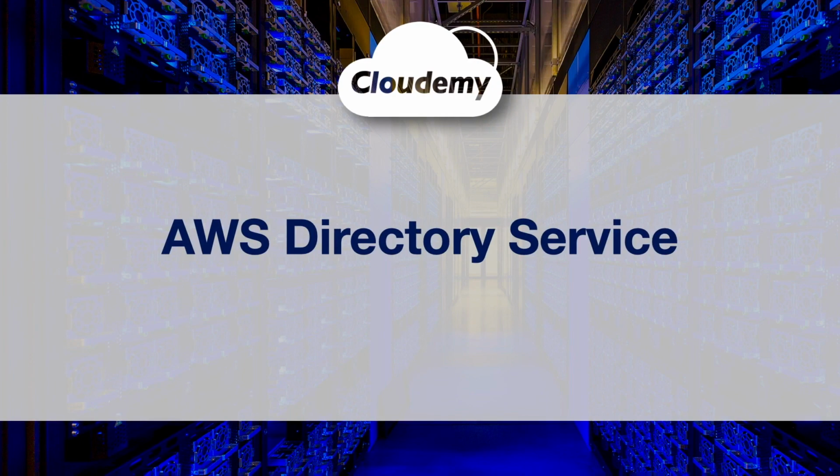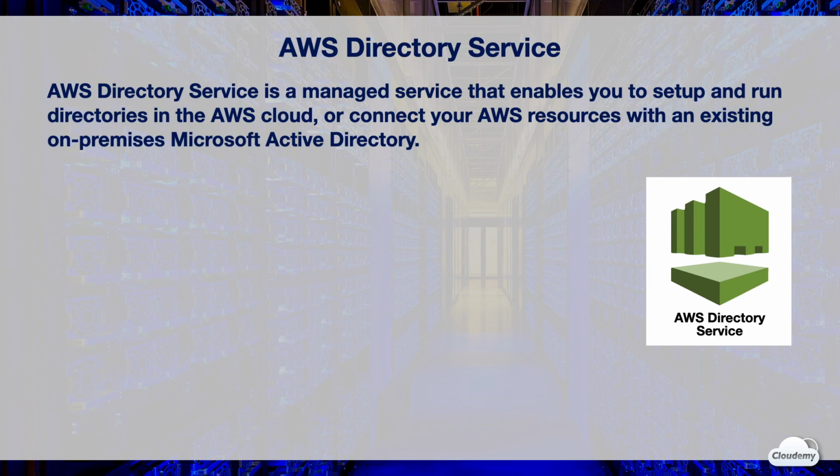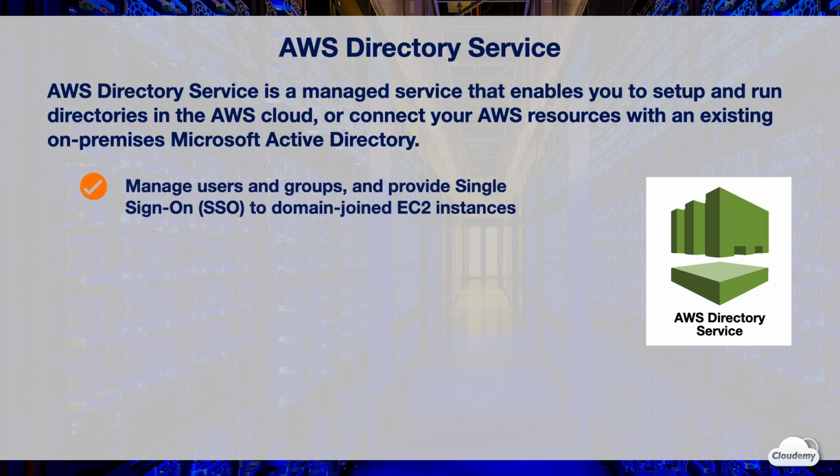In this episode, we're gonna look at AWS Directory Service. AWS Directory Service is a managed service that enables you to set up and run directories in the AWS cloud, or connect your AWS resources with an existing on-premises Microsoft Active Directory. You can use Directory Service to manage users and groups, provide single sign-on to applications and services.